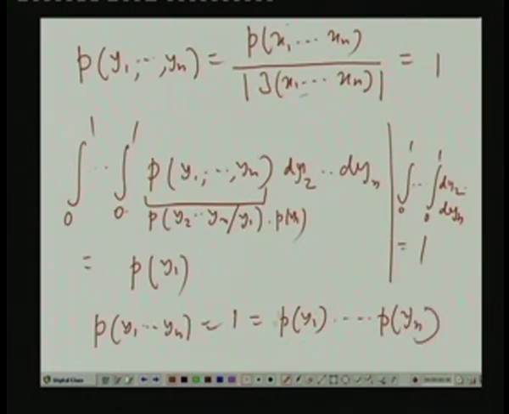After all, each individual density is 1. So, 1 times 1 times 1 times dot dot dot 1, which is equal to 1, but then that means the joint density is nothing but the product of individual densities. So, they are statistically independent. Okay. So, that is the proof.